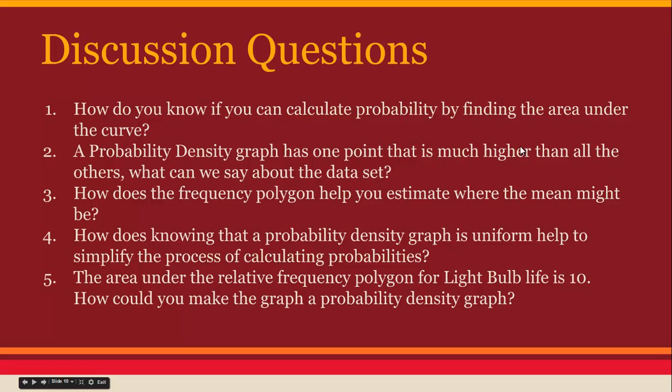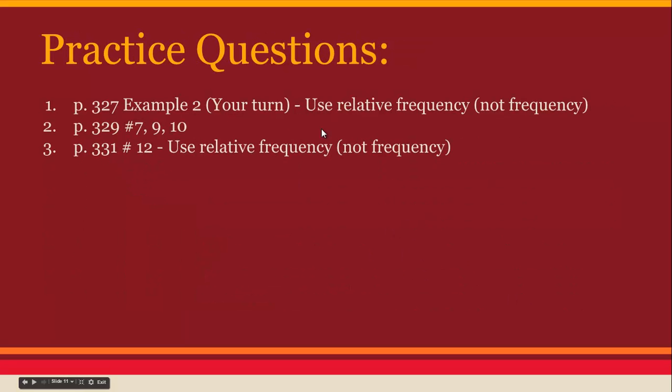How do you know if you can calculate a reflection question if they add up to 1? If the interval size is 1, how does a frequency polygon help you to estimate where the mean might be? I just really want you to think about the data. How does knowing the probability density graph is uniform help to simplify the process? A uniform distribution is the easiest one to calculate. It's just a rectangle. And so that was Chris's tire store. It's very easy to calculate. So there are some examples here, and I just want you to practice using relative frequency here, not frequency.